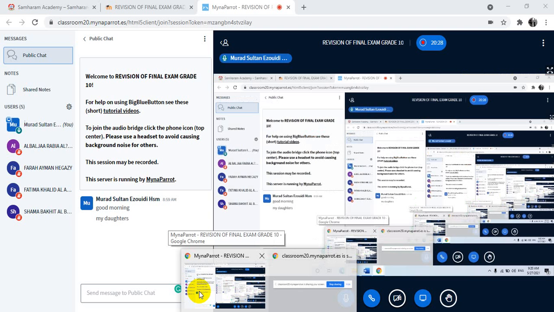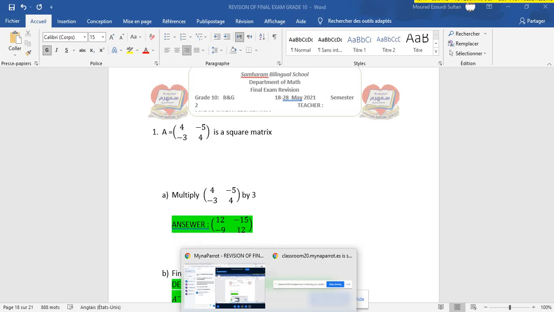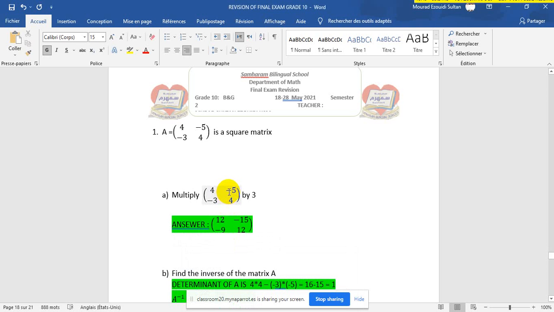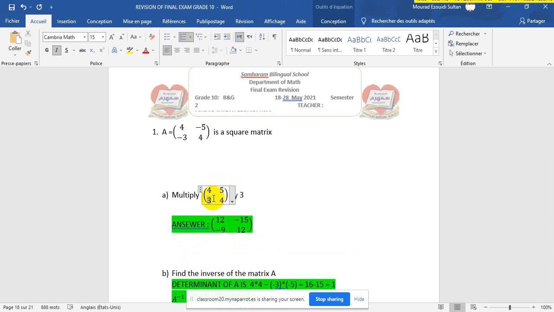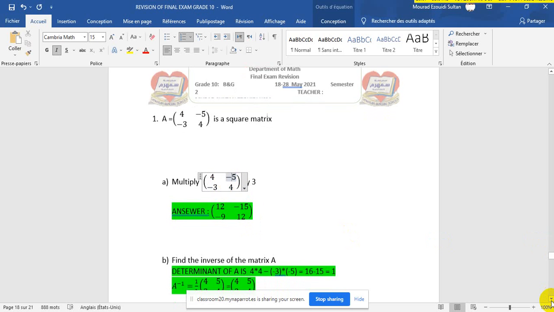Okay. So in the exam, my daughters, it will be like that, 4, 5, 3. This means the answer is 12, 15, 12, 9, 12. I will add the negative sign. Something very easy.